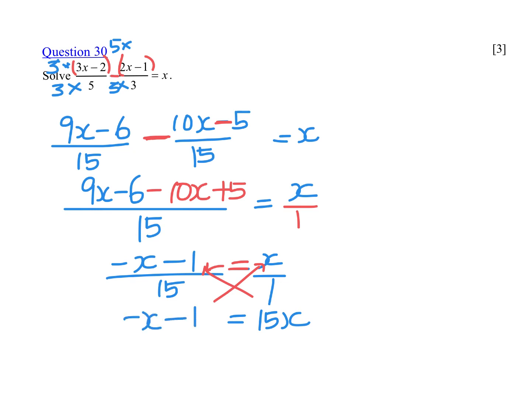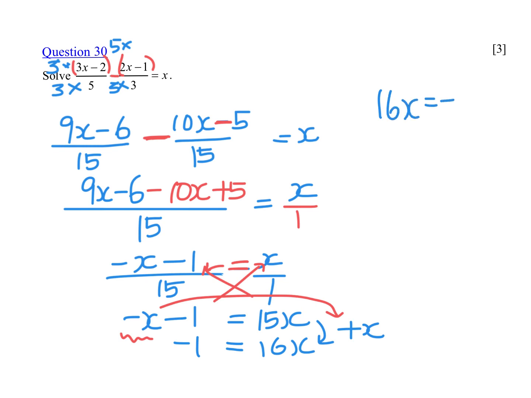minus 1. Now let us shift the terms to get our x as the subject. So in this case, I'll try to shift my negative x over to the right hand side. Okay, and I will get negative 1 to be equals to, so when I shift over, this one becomes plus x, so it becomes 16x. So 16x is equals to negative 1, x will be equals to negative 1 over 60. Okay, we can keep our answers as a fraction, need not be a decimal.